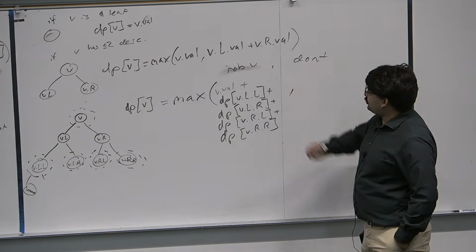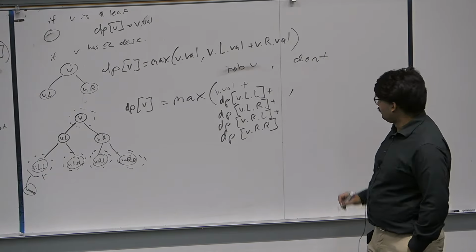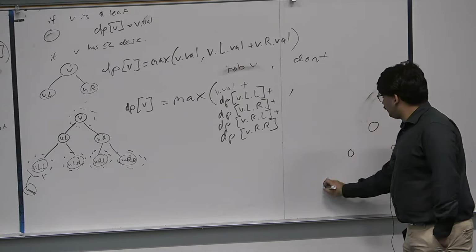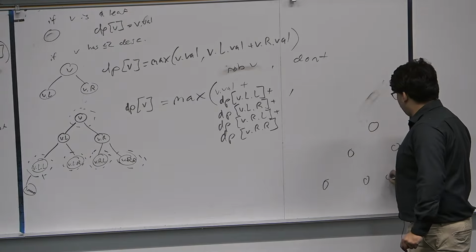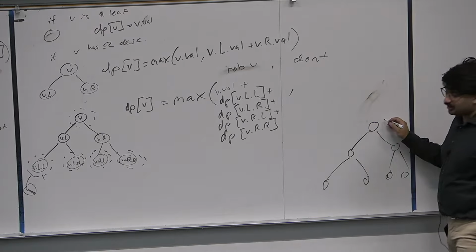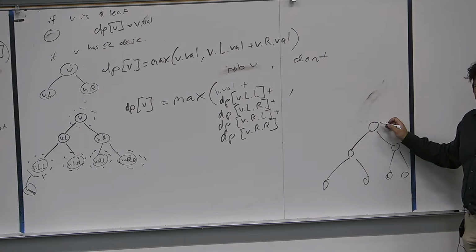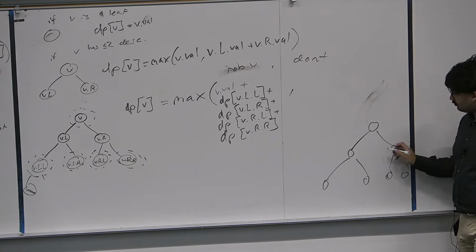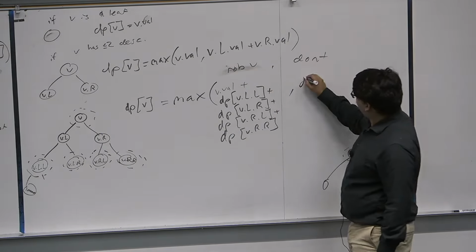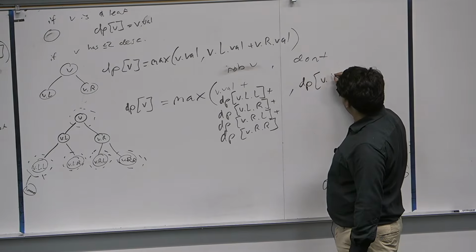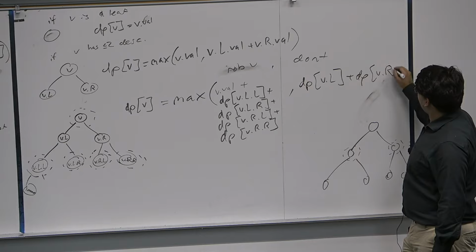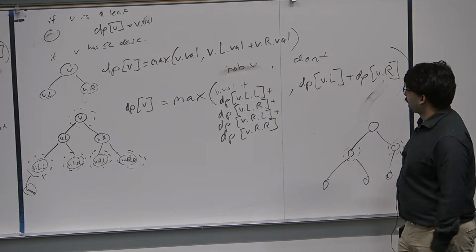Now if you don't choose to steal, let me draw it. If you do not choose to steal this one, which two nodes are in consideration? Children. DP of V.L, DP of V.R. Okay.